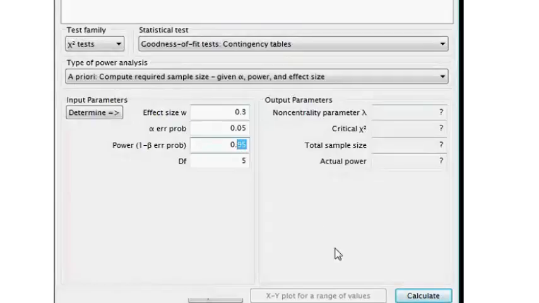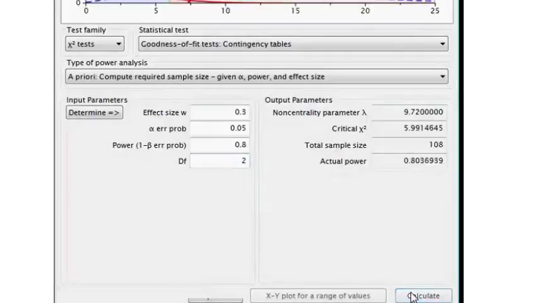to 0.8. Degrees of freedom is the number of rows times the number of columns. So let's just say we had a 3 by 2. And that would be 3 by 2 is 6. You minus 1. 3 minus 1 times 2 minus 1, so it's just 2, right? Degrees of freedom for a chi-squared is the number of rows minus 1 times the number of columns minus 1. So you would need a minimum of 108 to generate this kind of power.